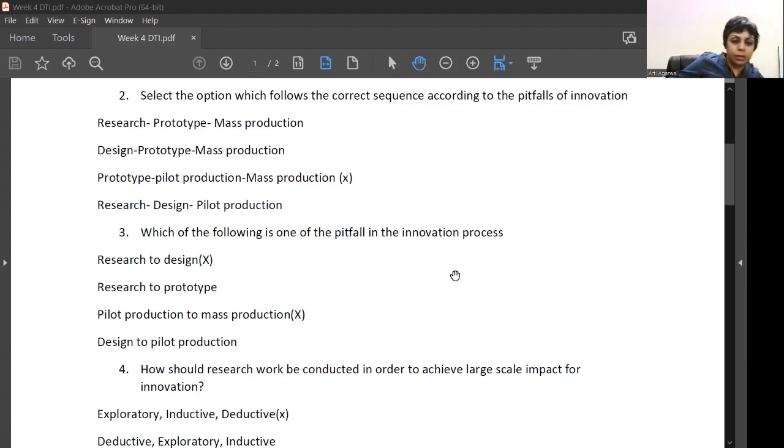Research to prototype is another one. Pilot production to mass production, research to prototype, sorry, is not one. Pilot production to mass production is one of the pitfalls. And then design to pilot production is actually like missed many of the steps in between. So design to pilot production is not one of them.